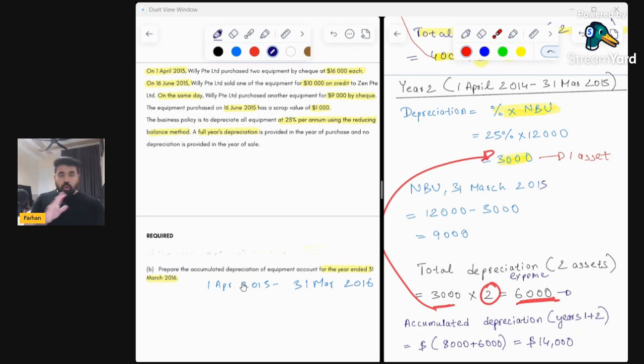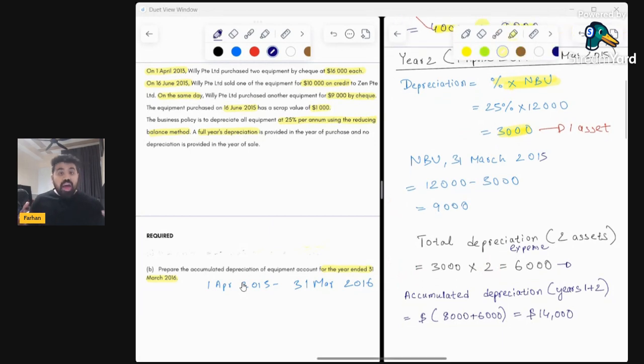All right. Now, before we move to year three, I also have a question for you. What is the accumulated depreciation of equipment so far? Accumulated depreciation has a different meaning to the depreciation expense. Depreciation expense is valid for the specific financial year, right? Which is the specific financial year ending 31 March 2015. But accumulated depreciation is all the depreciation that we have got so far for this asset class, which is equipment, since the initial purchase, which is the total of year one and year two.